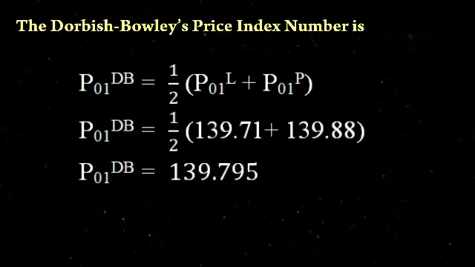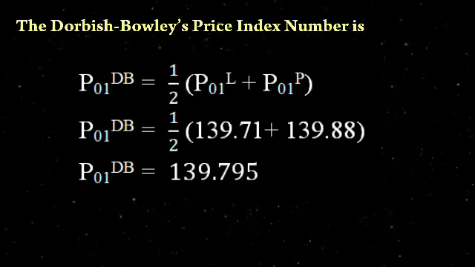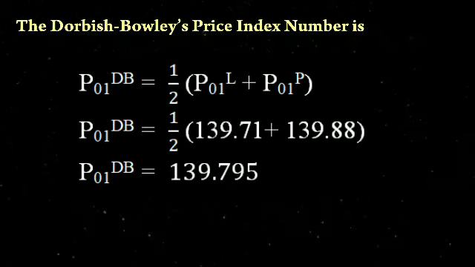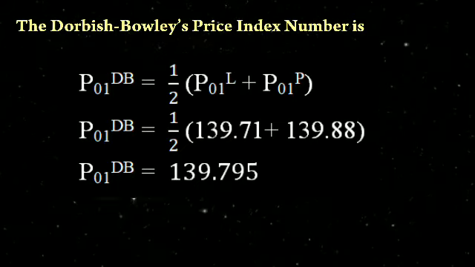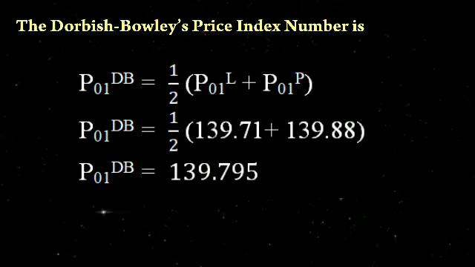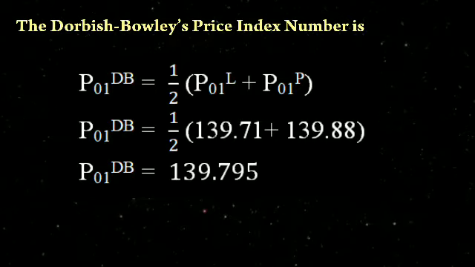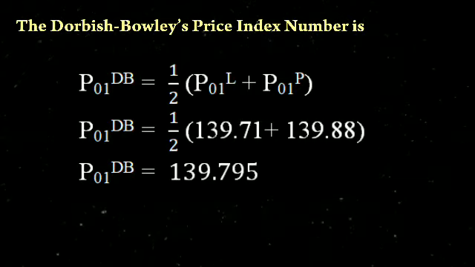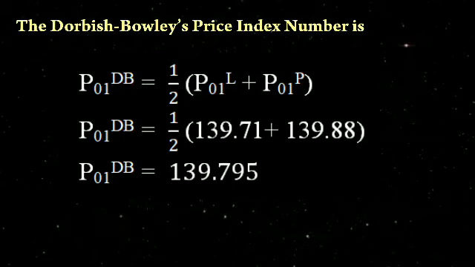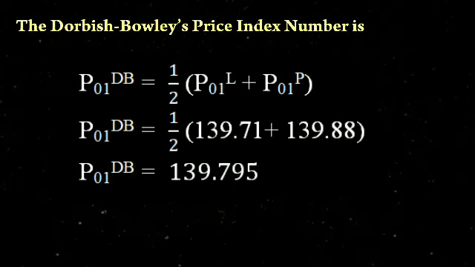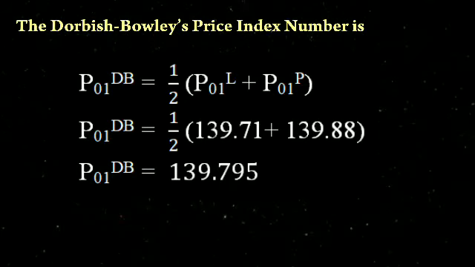Next one, the Dorbish-Bowley's price index number is P01 of dB equal to half into P01 of L plus P01 of P. Here there are two different formulas which are one and the same. Either you can use the simplified version or you can substitute the notations in order to get Dorbish-Bowley's index number. Here, since you computed Laspeyre's and Paasche's price index, directly based on those two values you can compute the index number. So, I am using the first notation or the first part of the formula. You can use the simplified version also, or you can use this formula also.